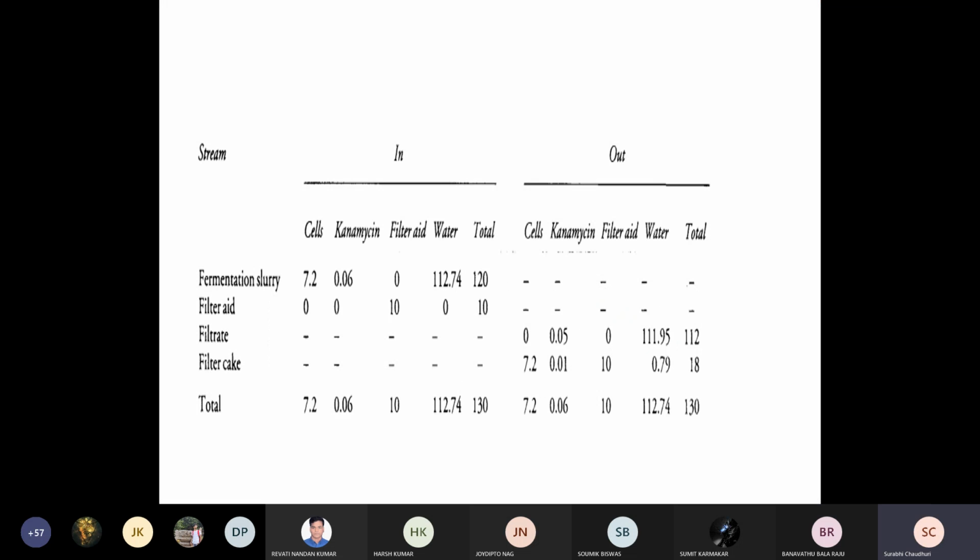This is the final table. Are you getting these values? And this is pretty self-explanatory. Do I need to explain it again? You check it once.